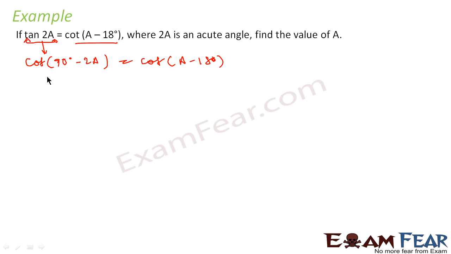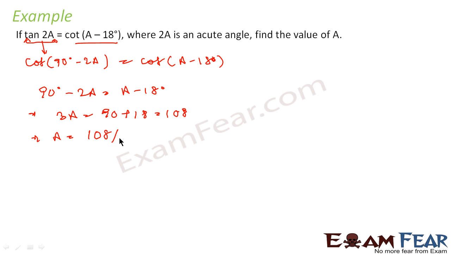So what I'll get? 90 degree minus 2a is equal to a minus 18 degree. Or I'll get 3a is equal to 90 plus 18 is equal to 108. Or I'll get a is equal to 108 by 3, that is 36 degree. Correct? And 2a, if you see, is 72, 36 into 2, and that's the acute angle. And that's what we can do.